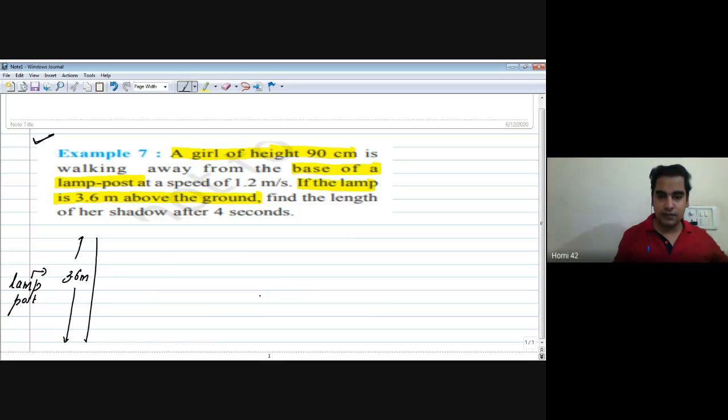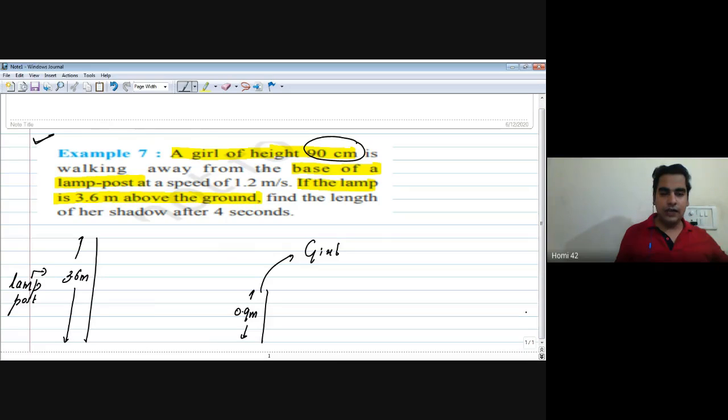If the lamppost is 3.6 meter above the ground and a girl is walking away from it, let us assume this is the position of the girl. What's the height of the girl? The height of the girl is 90 centimeter. 90 centimeter means this is 0.9 meter, the height of the girl that we have.